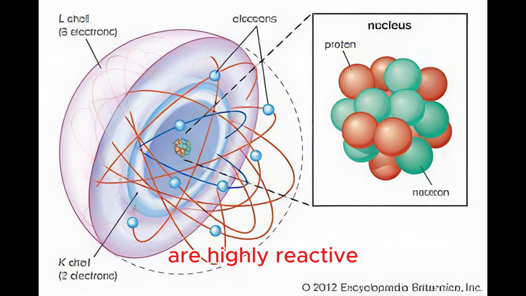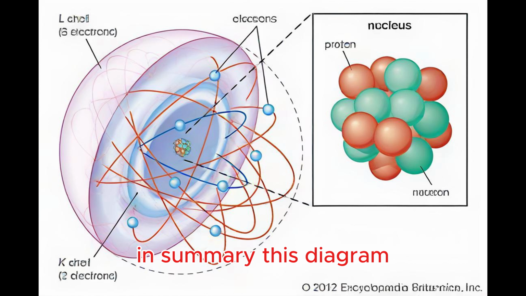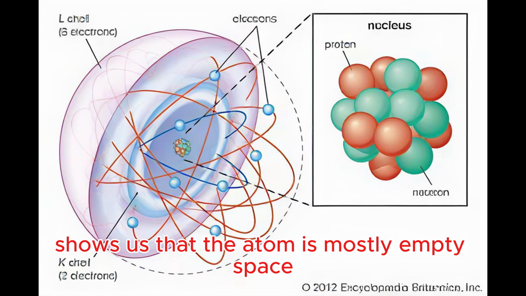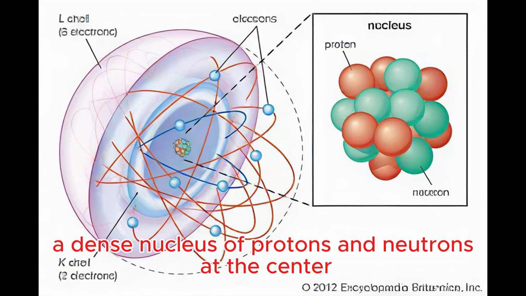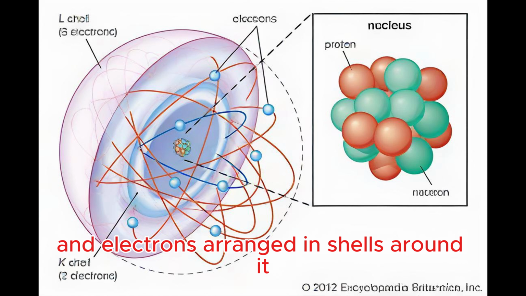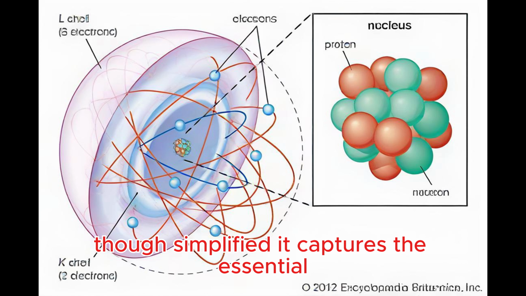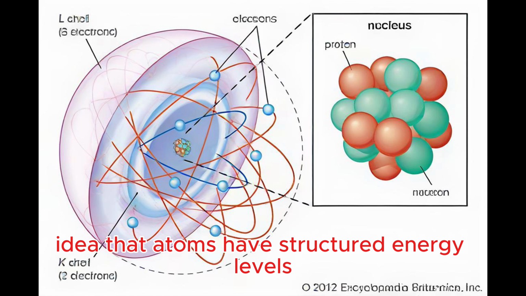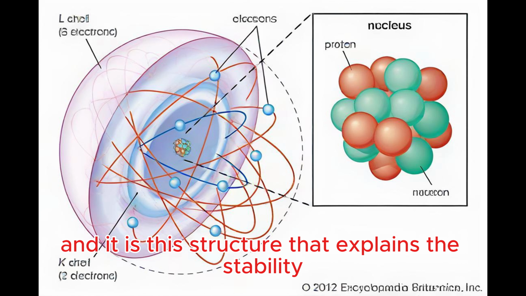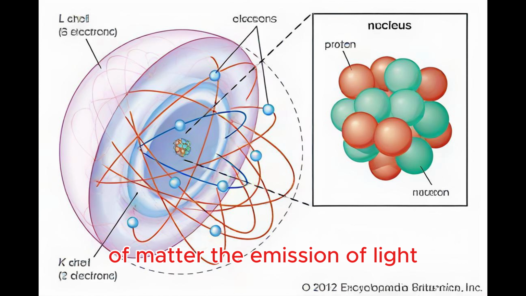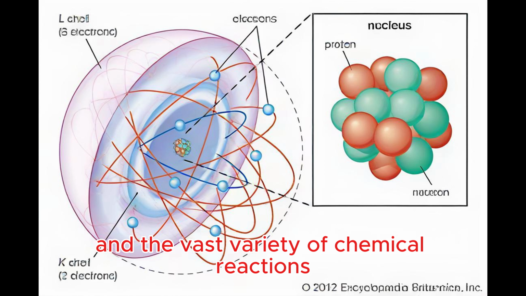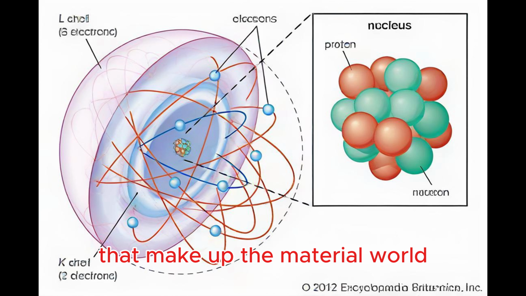chlorine are highly reactive. In summary, this diagram shows us that the atom is mostly empty space, with a dense nucleus of protons and neutrons at the center and electrons arranged in shells around it. Though simplified, it captures the essential idea that atoms have structured energy levels, and it is this structure that explains the stability of matter, the emission of light, and the vast variety of chemical reactions that make up the material world.